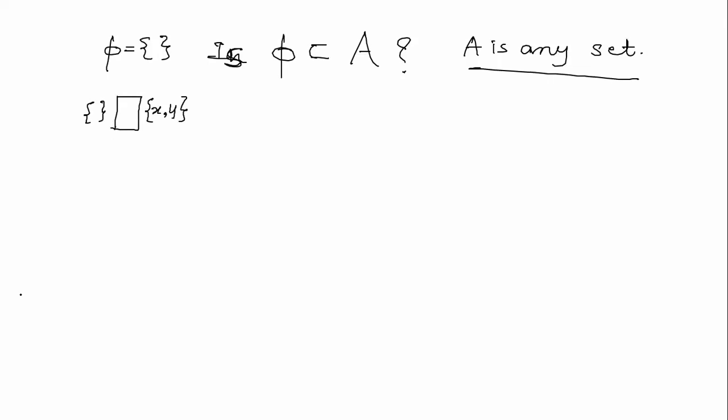Now what is the definition of a subset? If every element of set A is in set B, then we say that A is a subset of B. And this definition is not violated, and hence we say that this empty set is a subset of this set.